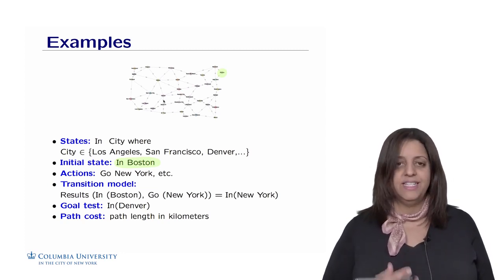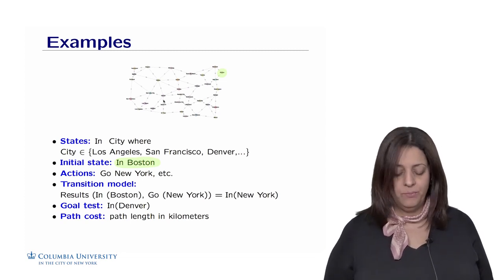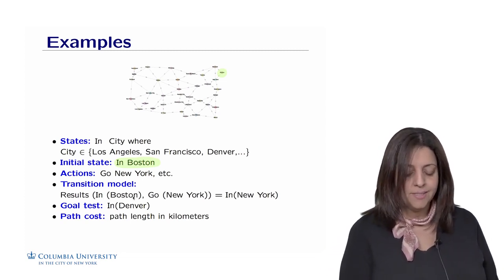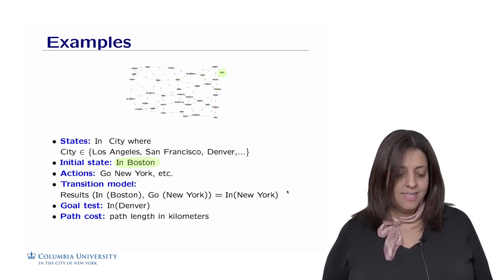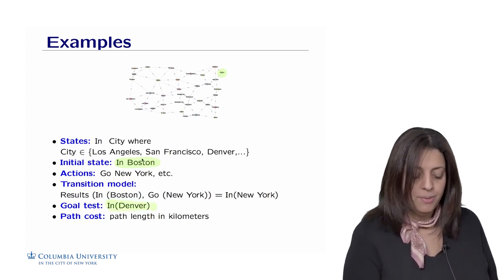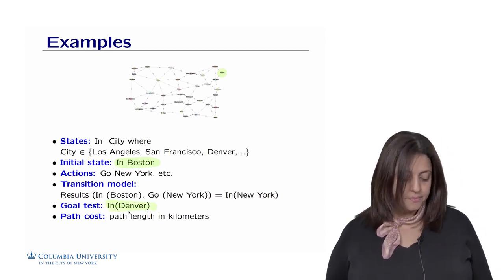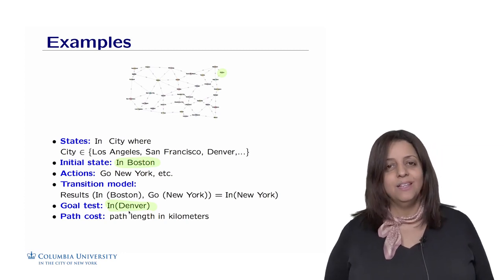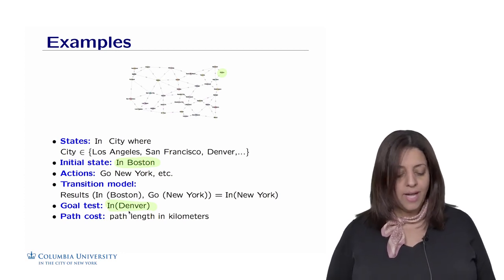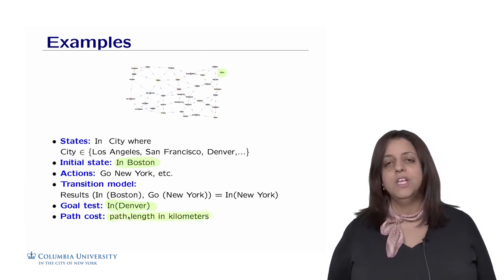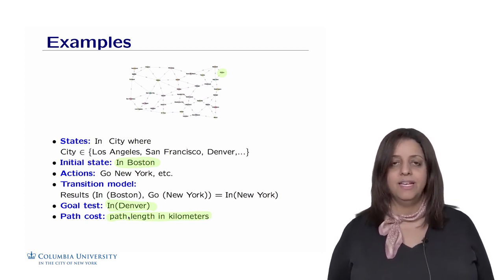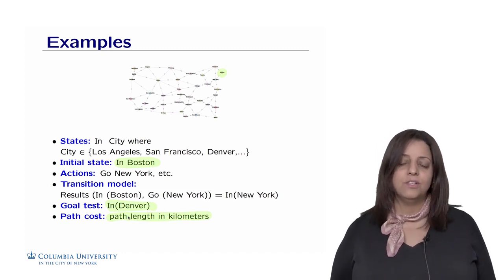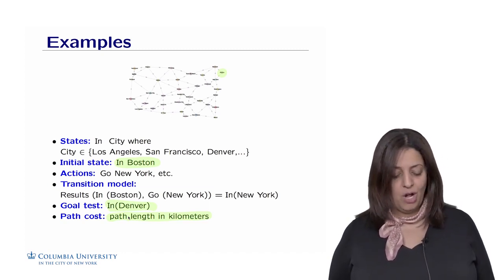The transition model tells us if we are in a city and we go to another one, where we end up. For example, the result of being in Boston and going to New York brings us to being in New York. The goal test is being in Denver. This is what I want to achieve. I'm in Boston, I want to get to Denver. The path cost: if I don't want to spend a long time, because you have seen that there are many ways to go from Boston to Denver, we can count, for example, the path length in kilometers. So how much did it take me to go from Boston to Denver? We could think about getting solutions, but also getting the solutions with the least cost, or the least number of kilometers.